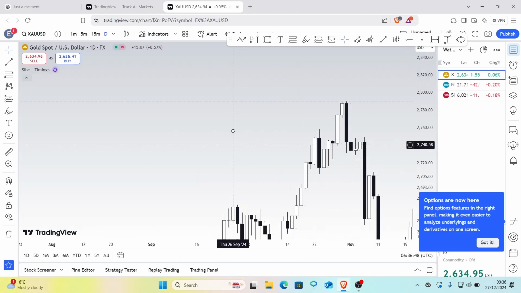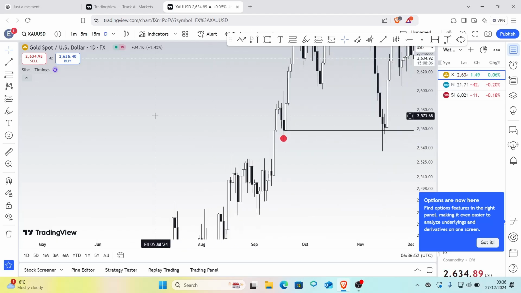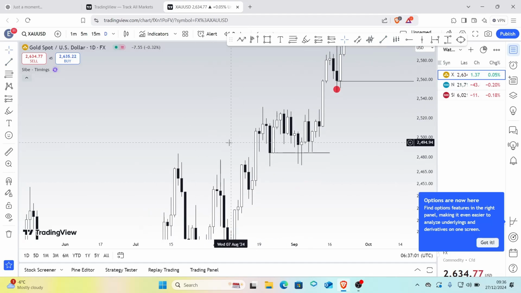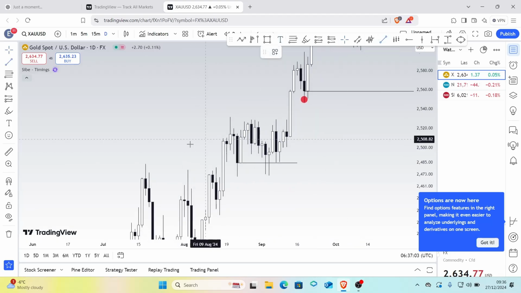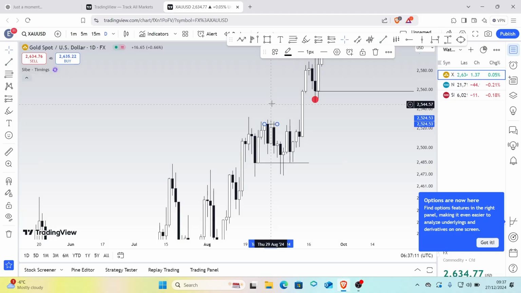Just one more example of a support level right here. Another example of a resistance level here. These two, one, two, price came and tapped into it and then moved down.